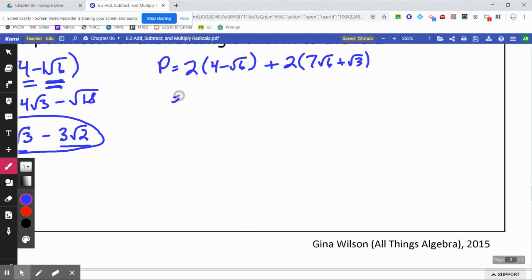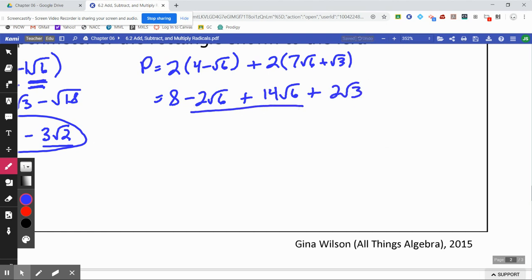Distributive property, 2 of those would be 8 minus 2 root 6 plus 14 root 6 plus 2 times root 3 is 2 root 3. Let's look for some like terms. There are some right here. So your perimeter would be 8, negative 2, and plus 14 would be a positive 12 root 6, and then plus 2 root 3. That's going to be the perimeter.